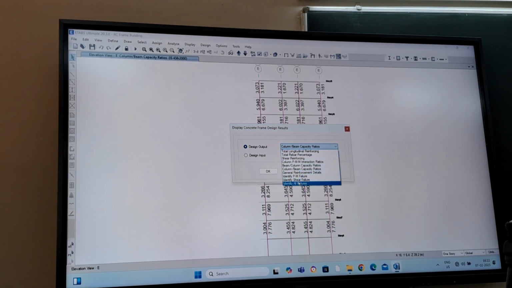Then what else you can check here is, the failure we have seen already. Then let's check the reinforcement percentage.